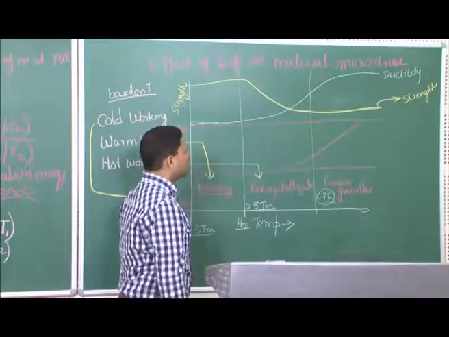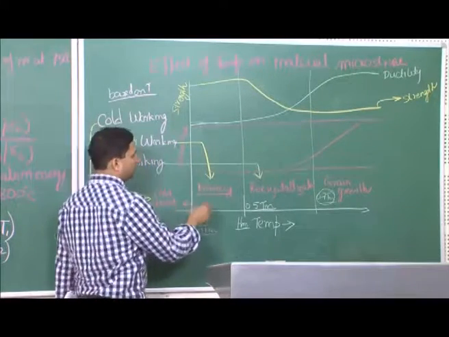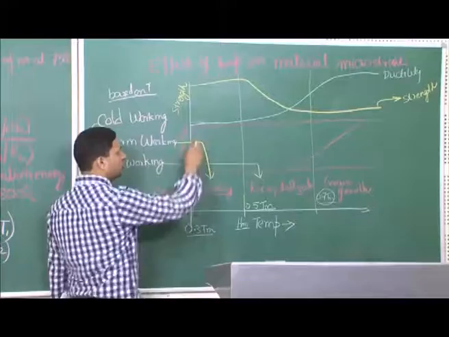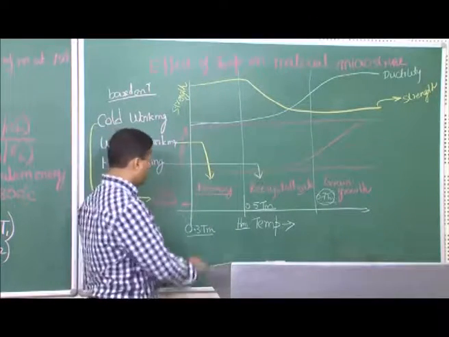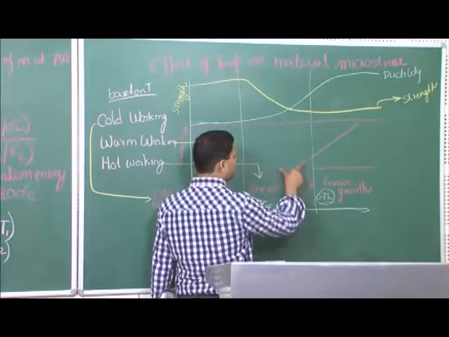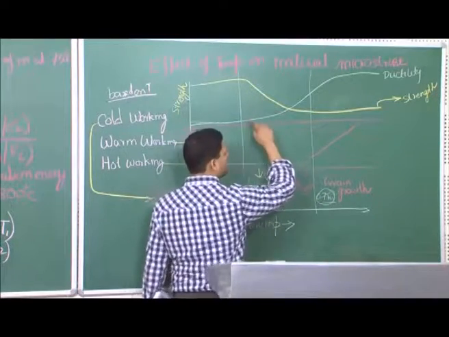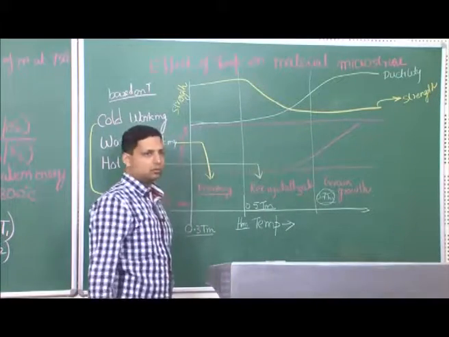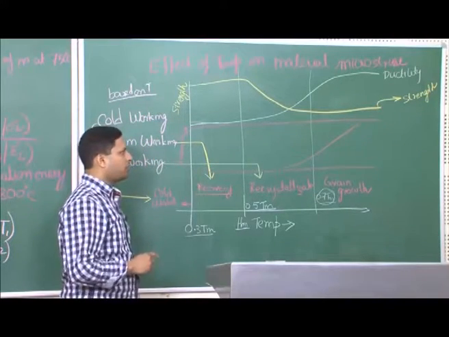zone. What is important here is that in the cold work zone and in the recovery zone, you do not see any change in grain size or the strength or the ductility. You see the changes in strength and ductility only in the recrystallization zone. So, grain sizes start to increase here, strength starts to decrease, and ductility starts to increase. So, these are some of the important parameters.